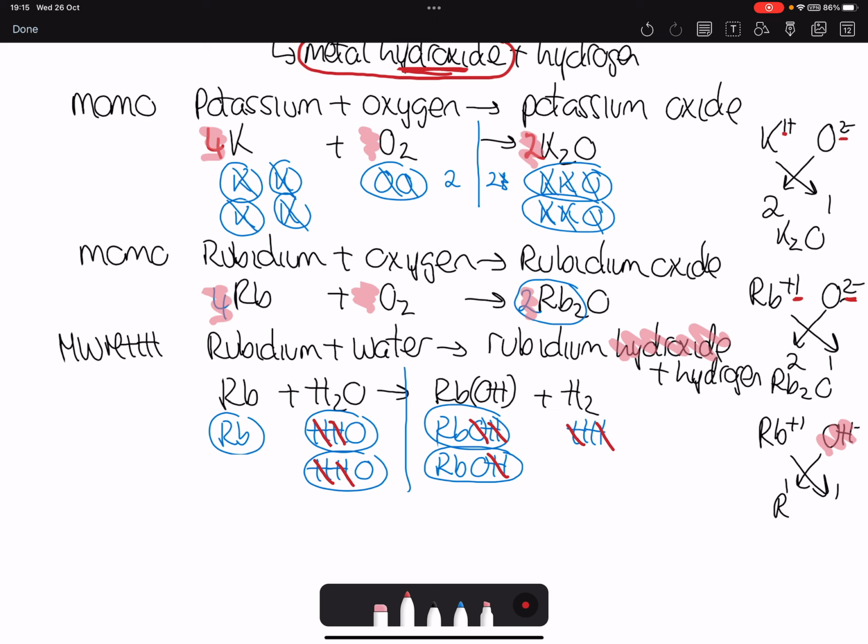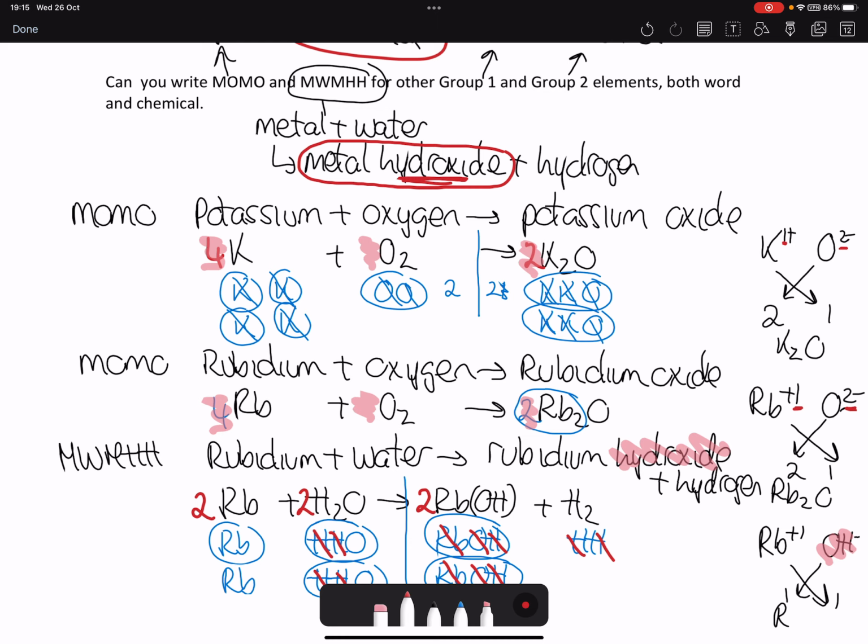I have 2 oxygens, 1, 2. I have 2 rubidiums, 1, 2. So I need to add another rubidium over here. And now I am perfectly balanced. So putting in my numbers, it's going to be 2 rubidium to 2 water to 2 rubidium hydroxide to 1 hydrogen. We are now balanced.